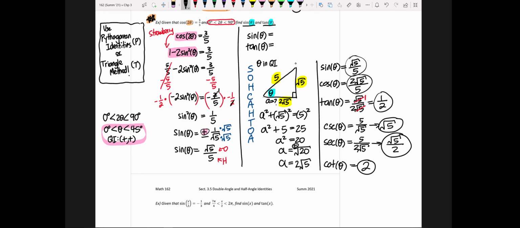So with our right triangle, we can find sine, cosine, tangent at theta, and from there reciprocate to get cosecant, secant, and cotangent at theta. Now in the problem, they only asked for sine, which is root 5 over 5, and tangent, which is 1/2. However, oftentimes in your homework, you will be asked to find all 6.